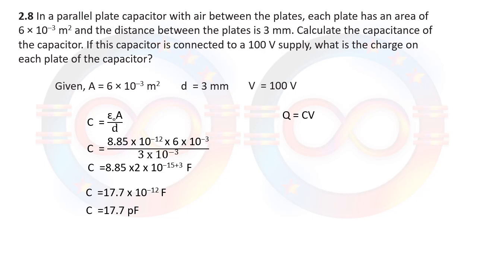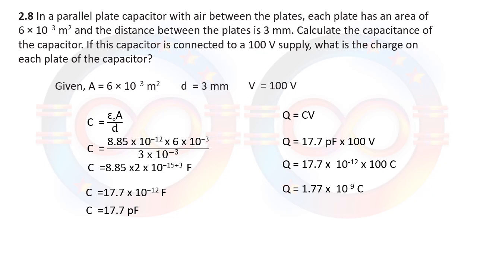So the formula for charge, Q is equal to CV, and the voltage is given as 100 volt. You multiply by 100, it will be 17.7 into 10 raised to minus 12 into 100 volt, so it will be 1.77 nanocoulomb, maybe positive. Now the question is, what is the charge on each plate? One plate is positive, another plate is negative. So the first plate, which is connected to the positive terminal, would get positive charge, and a similar amount of negative charge would be attained on the second plate.